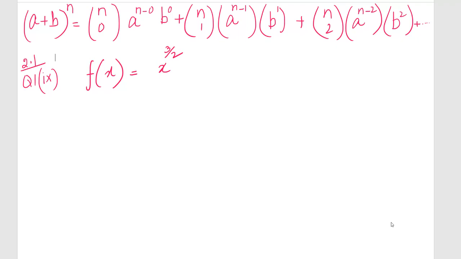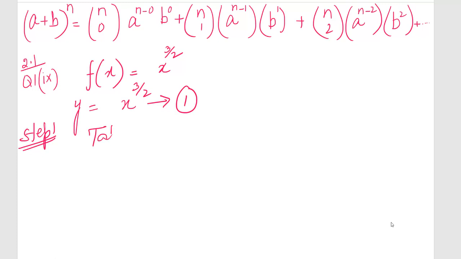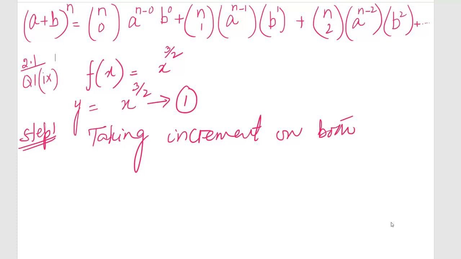So here the question is f of x is equal to x raised to power 3 by 2, and we assume that this f of x is equal to this variable y, so y is equal to x raised to power 3 over 2, and I say this is my equation number 1. This question we have to solve in 4 steps. Step number 1 is taking increment, which means we have to take increment on both sides of the equation.